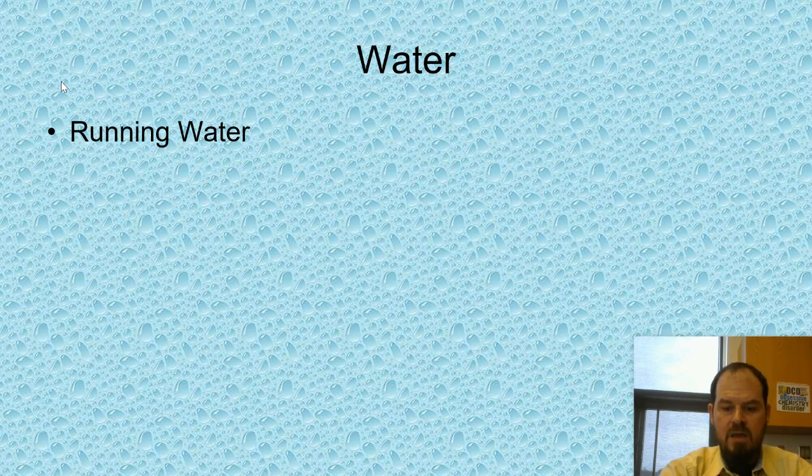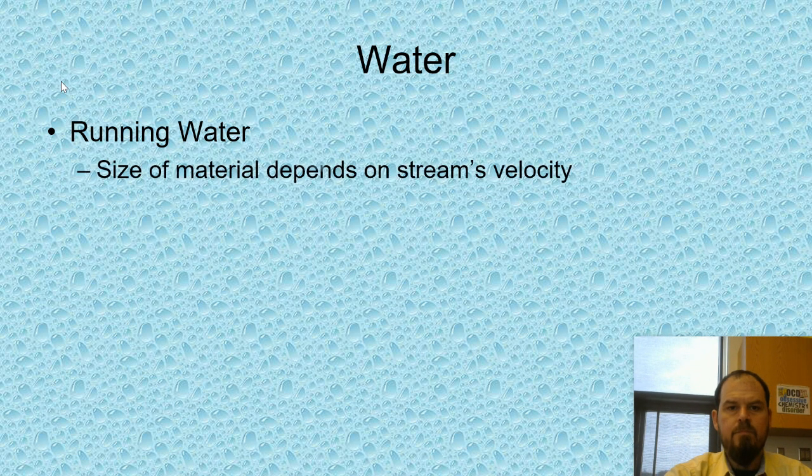Next piece, water. Of course, you should have written greatest agent already above running water. I should have done that earlier. Running water. So the size of the material depends on the stream velocity. What that means is if the stream is running very fast, it can move bigger rocks. If it's moving pretty slow, it can only move tiny little sediments. This creates a V-shaped valley, not a U-shaped valley. That's the difference there.